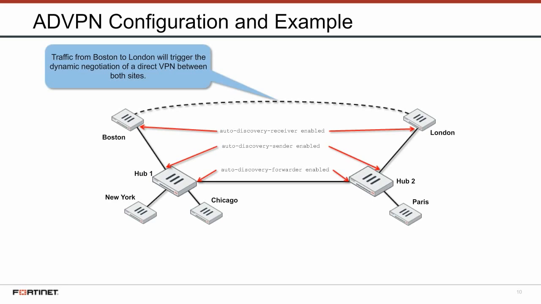Auto-discovery-receiver in the spokes VPNs. Auto-discovery-sender in the hub's VPNs that go to each spoke. Auto-discovery-forwarded in the hub's VPNs that go to every other hub. The dynamic tunnels between spokes are created on demand.